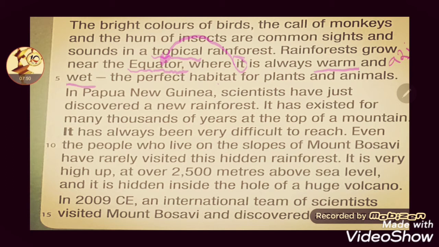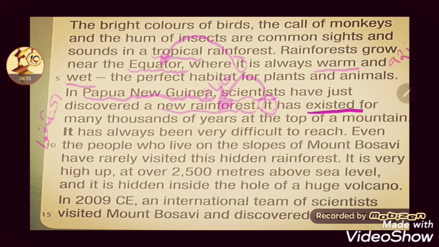In Papua New Guinea, scientists have just discovered a new rainforest. إذن in Papua New Guinea, what have scientists just discovered? Scientists اللي احنا قلنا اللي هم العلماء have just discovered يعني توا اكتشفوا شو؟ بمعنى حديثا a new rainforest, غابة مطرية جديدة. It has, الإت هاي يمين على إيش بتعود؟ على النيو rainforest.